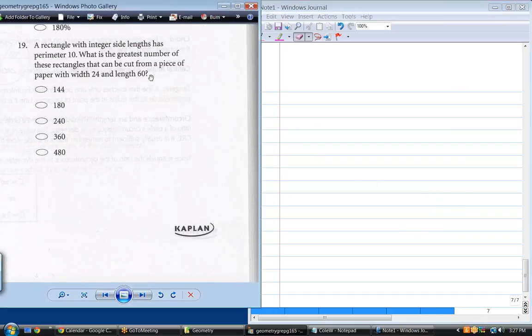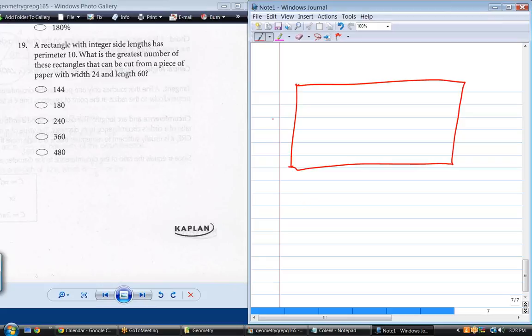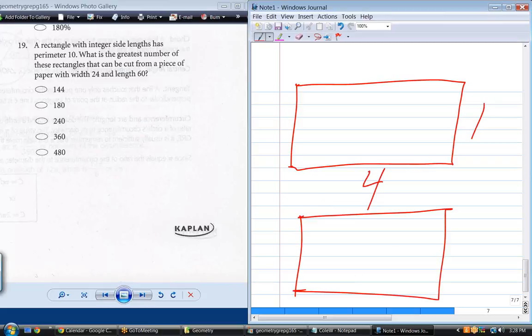All right, let's take a quick look at this. I know we only have a few minutes. These are actually very doable. Okay, a rectangle with integer side lengths has a perimeter of 10. Now, what they mean by integer side lengths is that I can't have 3.5 as one measurement. 4 and 1 works just fine, and it gives me a perimeter of 10. Or this works, 3 and 2. That gives me a perimeter of 10.